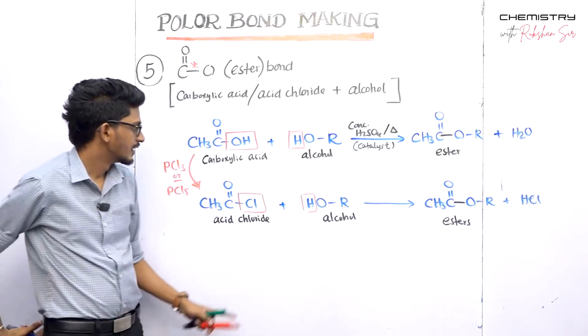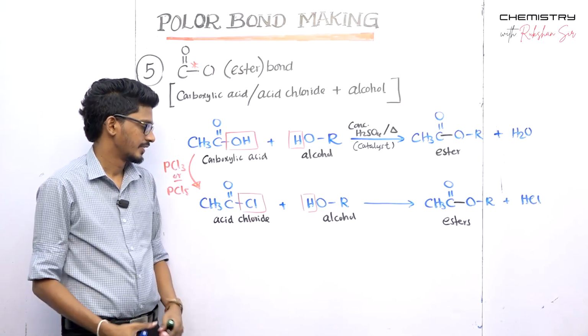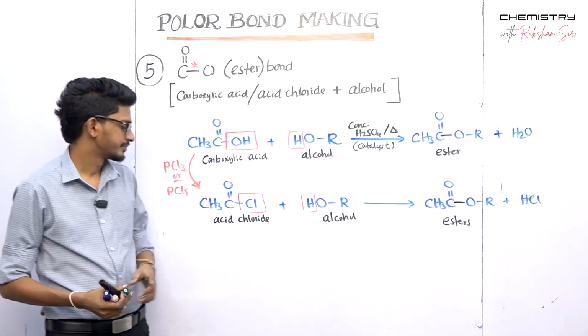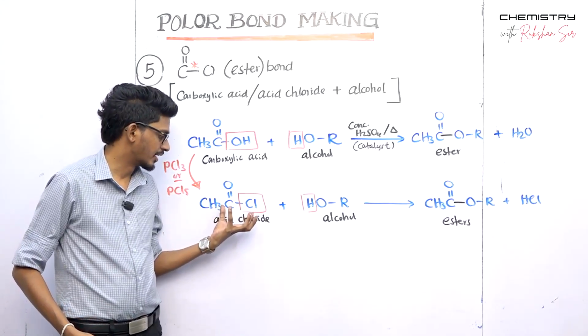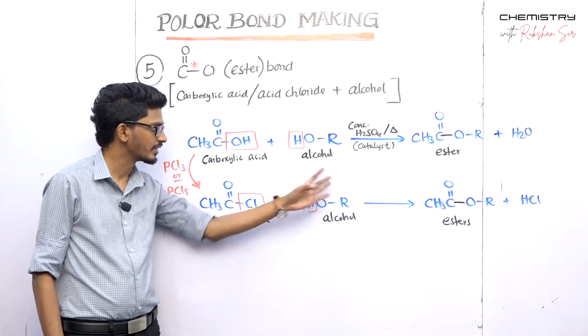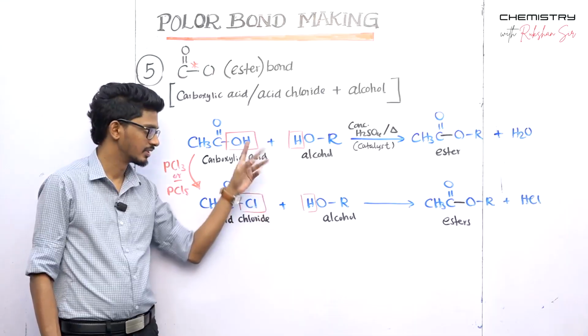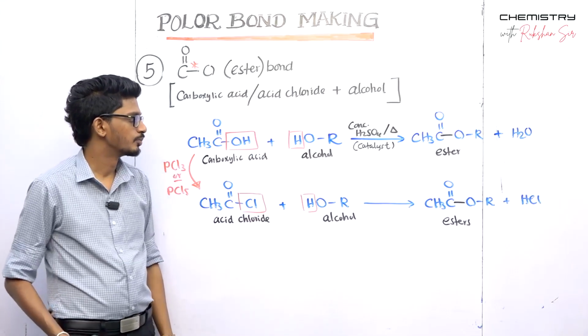So if you go through the acid chloride pathway, basically one more step is used compared to the carboxylic acid pathway. That is one negative thing with the second pathway, but no need of a catalyst then. Those are the two differences between the two pathways.